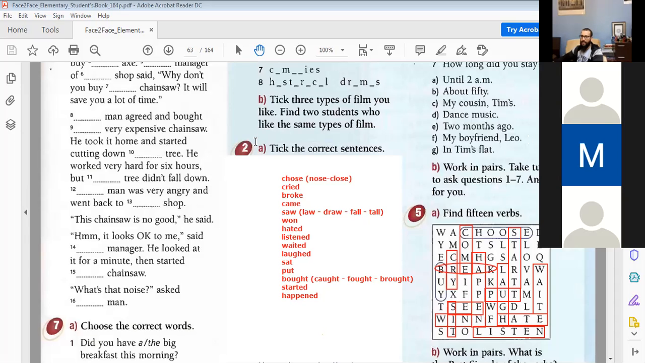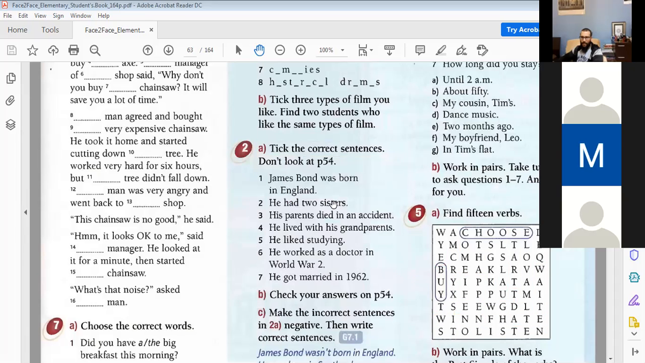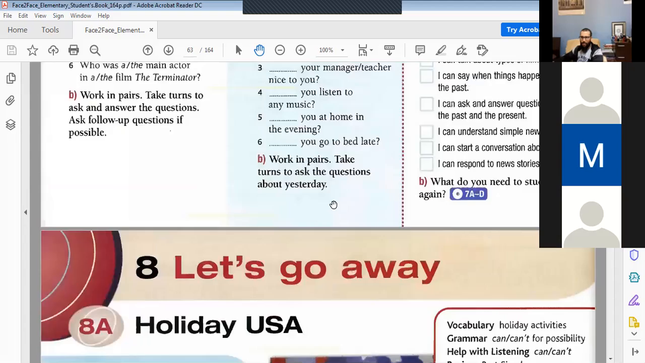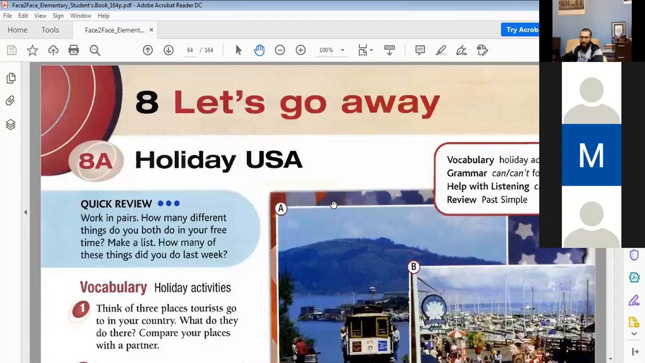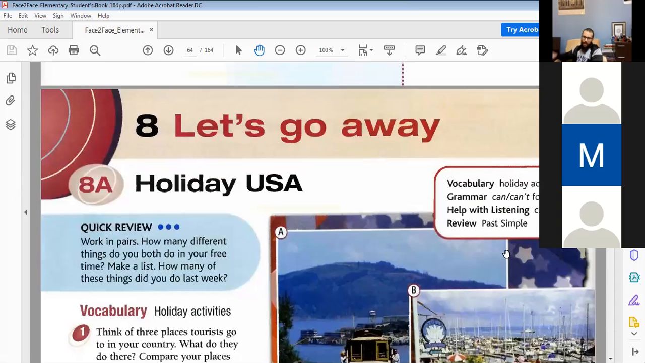So this is a revision of some of the verbs in the past simple. Now we can move on and talk about our next topic. So this topic is nice. It's not too hard, I think, because we are going to talk a little bit about can and can't, but this time we're not going to talk about can and can't for ability. We want to talk about can and can't for possibility.